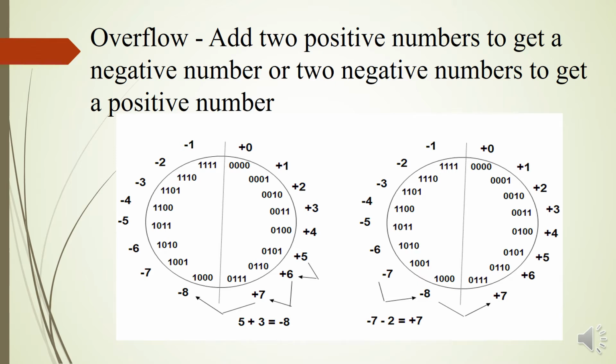There is the overflow problem when we add two positive numbers to get a negative number, or two negative numbers to get a positive number. The overflow problem occurs here when we add minus 7 and minus 2; there will be a plus 7. This acts as an overflow. 5 plus 3 is equal to minus 8.